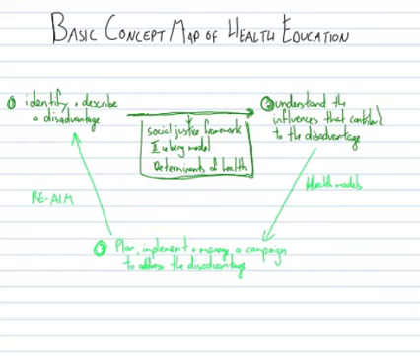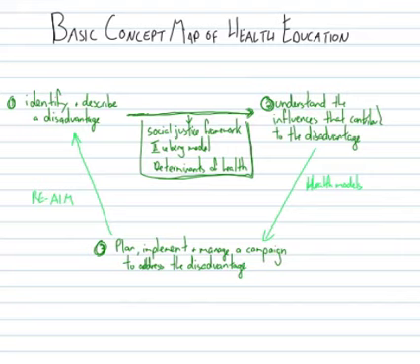We then move to our third goal, which is the planning, the implementing, and the management of a campaign to address those disadvantages. To plan, implement, and manage a campaign to address the disadvantage.